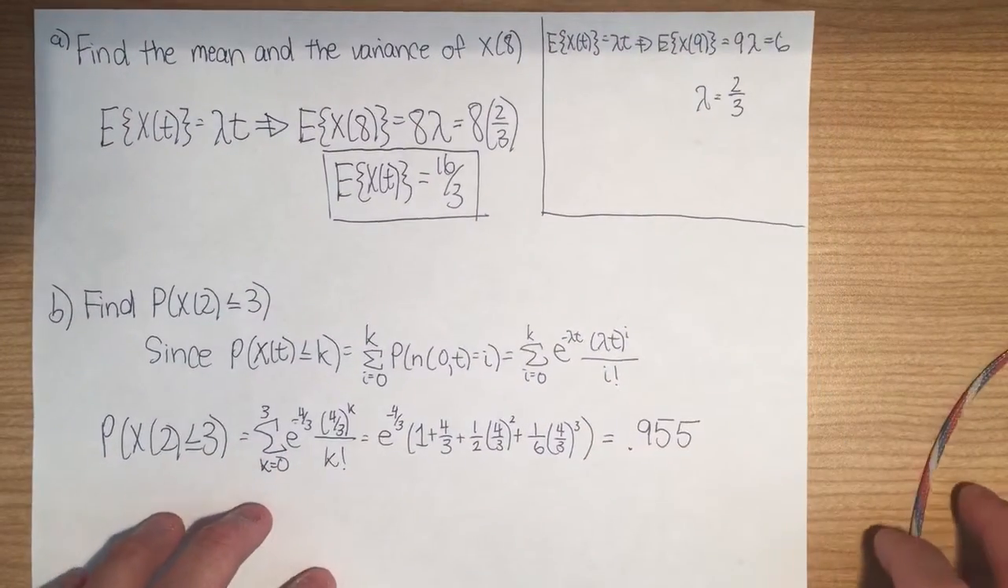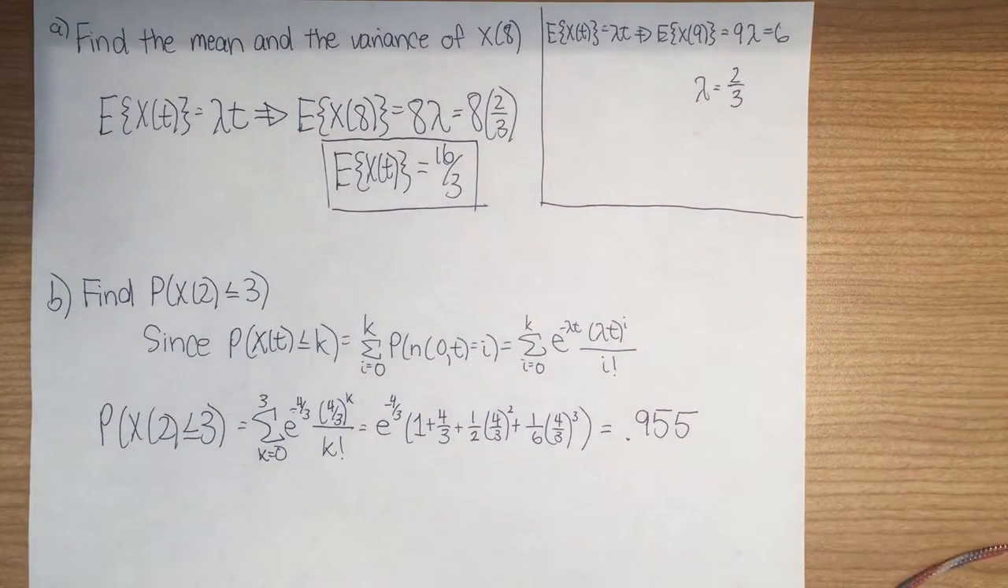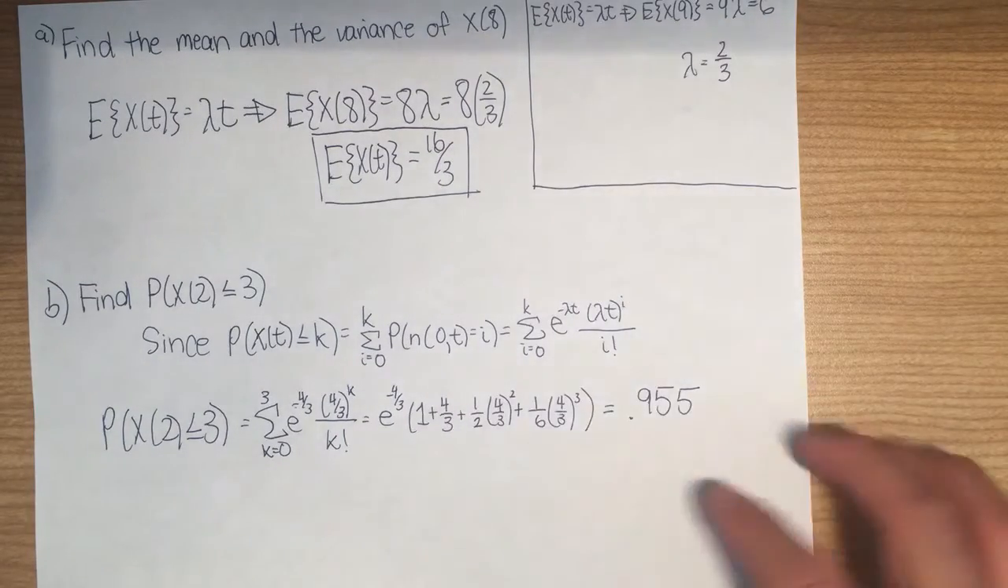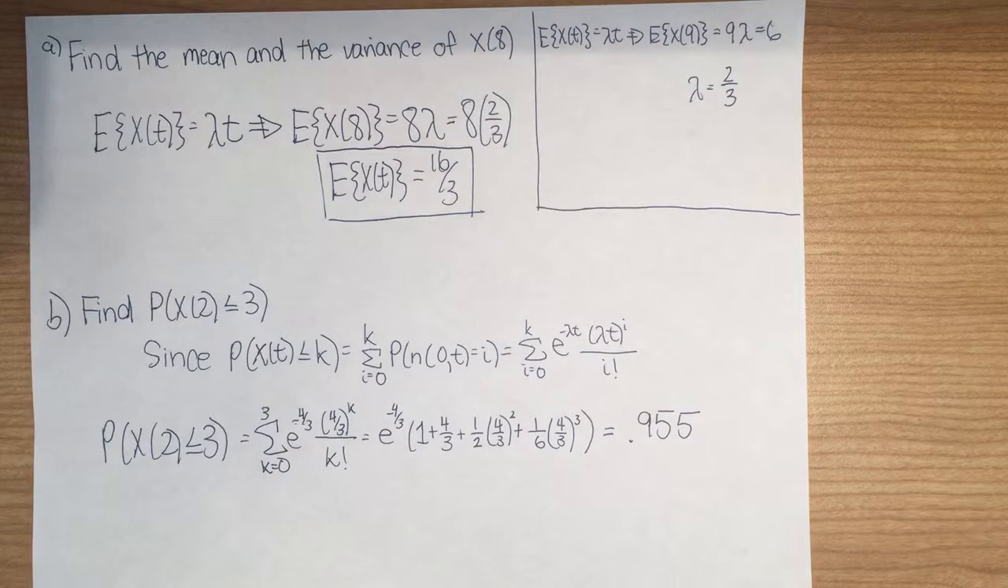So let's get started. We need to find the mean and the variance of X(8). It's not too bad. First we find what lambda equals. We have the expected value of X(t) equals lambda t. Therefore, the expected value of X(9) is equal to 6, so 9 lambda equals 6. So what is lambda? Lambda is 2/3.